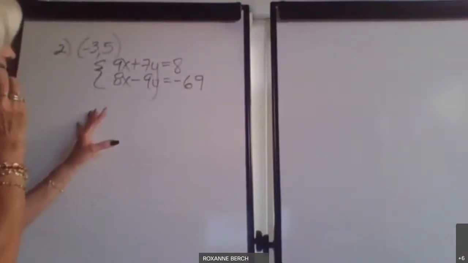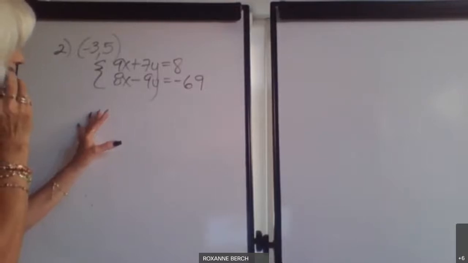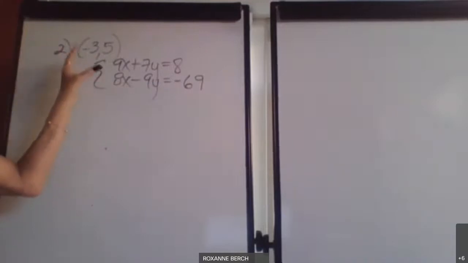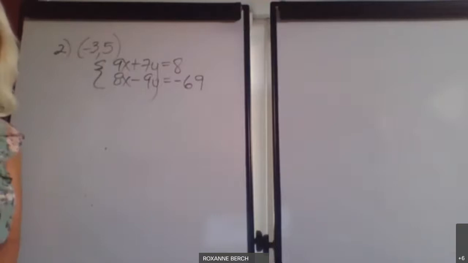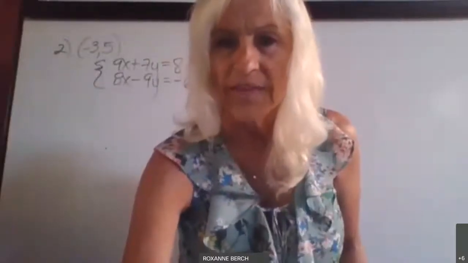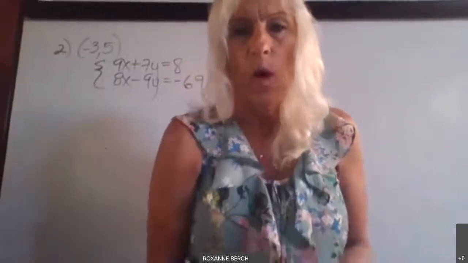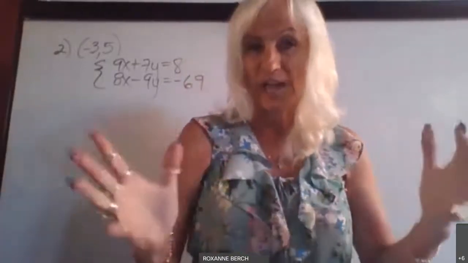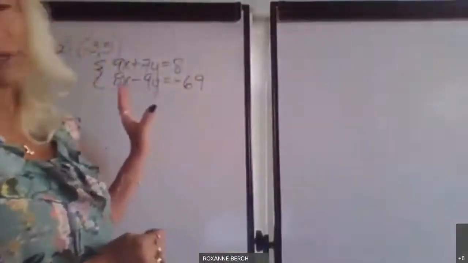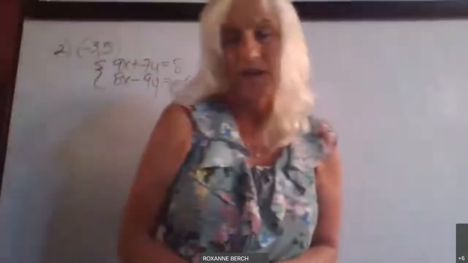Hello? Okay, how do you know if this is a solution to the system? You plug it in for x and y. Right, for each one. Okay, so go ahead and do that. And I'm going to take attendance. In the chat that I just opened up, I want you to write D for done. So you're writing D for done when you get the answer, yes or no. All right?